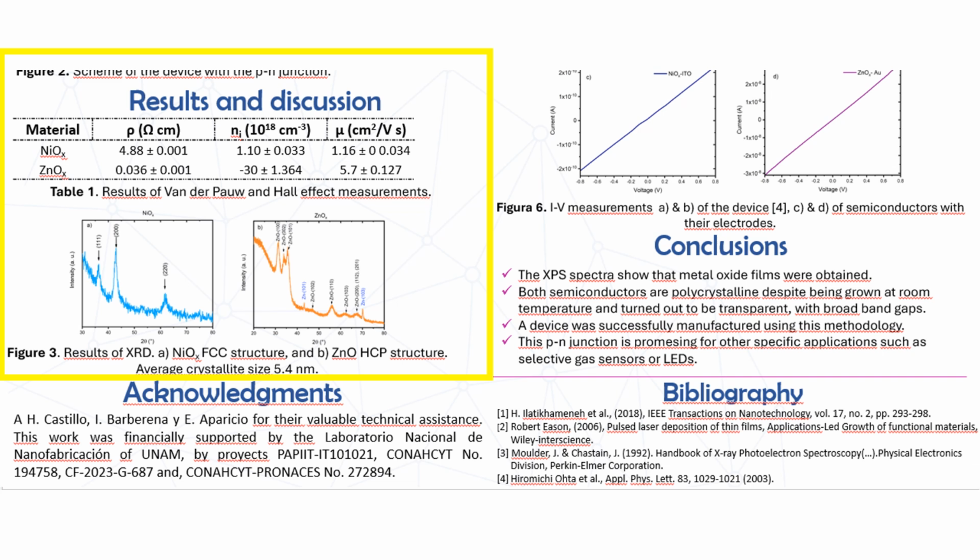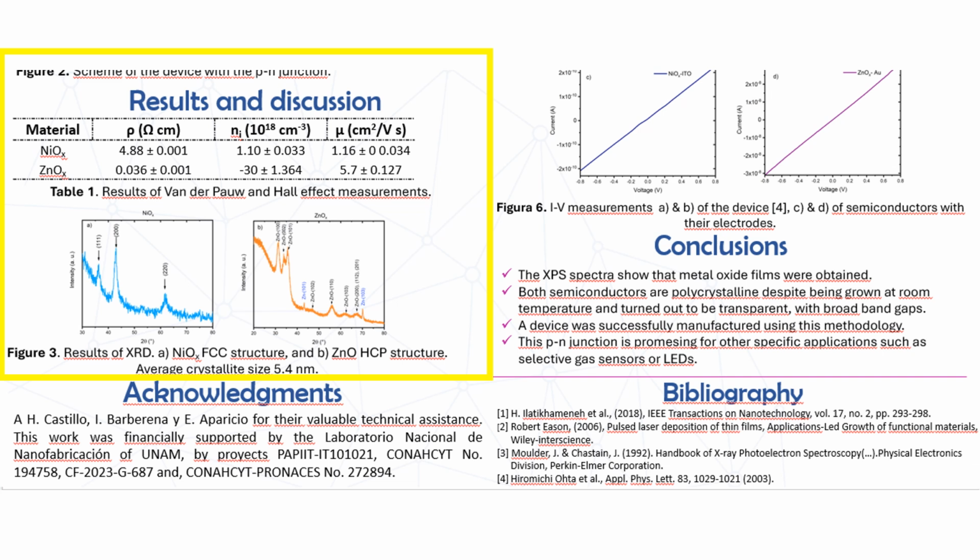first, their electrical properties showed that nickel oxide is a p-type semiconductor since its electrical carriers are holes. Instead, zinc oxide is an n-type semiconductor with a lower resistivity than nickel oxide. In both materials, the mobility is of the same order of magnitude. All these electrical characteristics correspond to the properties of semiconductors.